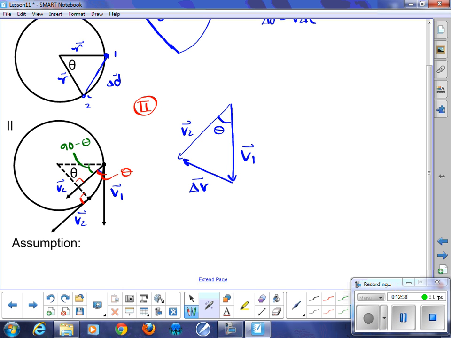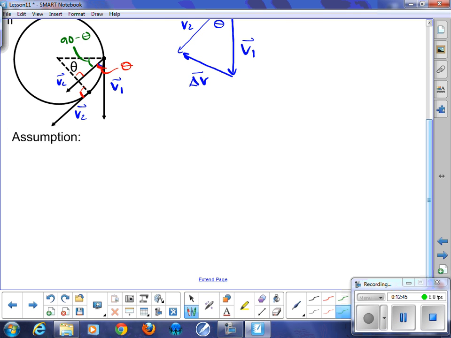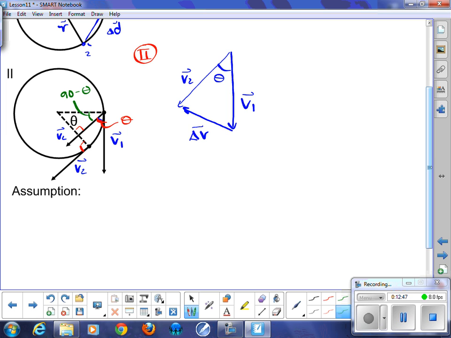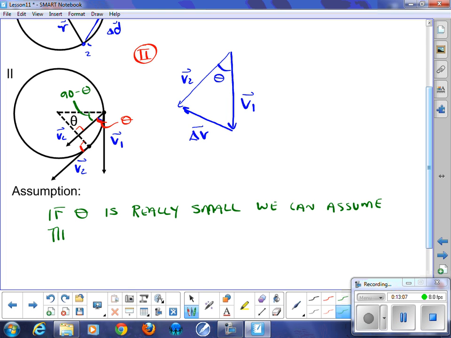All right, so here's a qualifier then, and this is where the extended physics comes in, and that's the assumption that I've got written down below here. So we're going to put an assumption in. So if theta is really small, all right, so it's drawn such that those vectors are a fair distance apart, but if it's really small, we can assume that V delta t is a line.